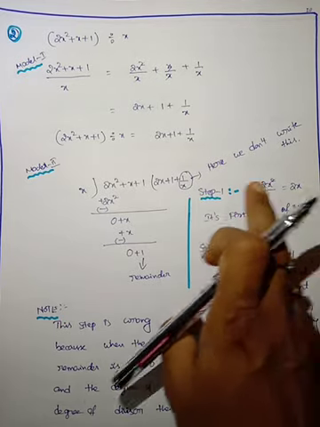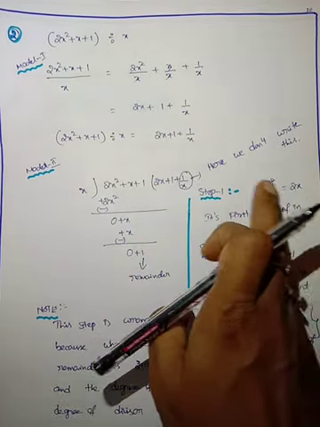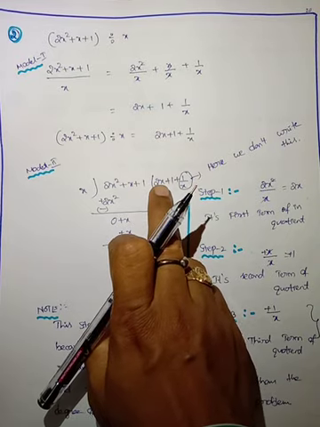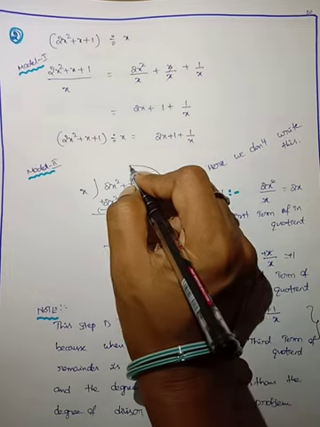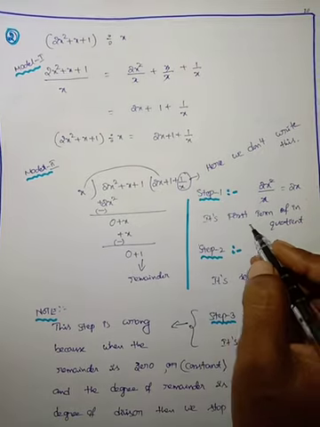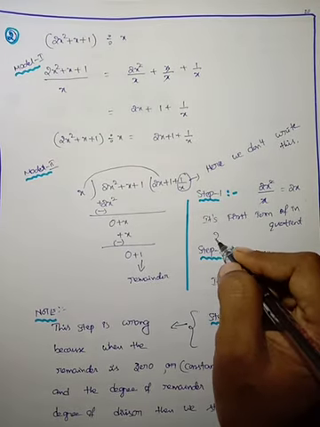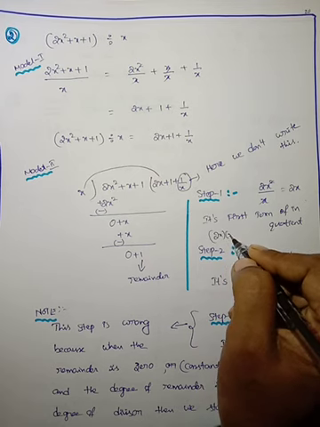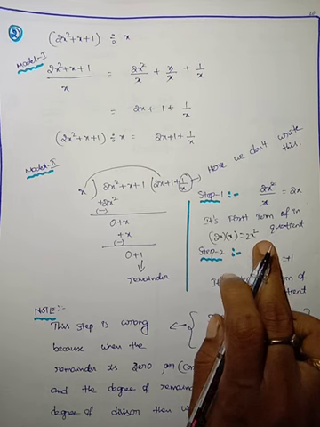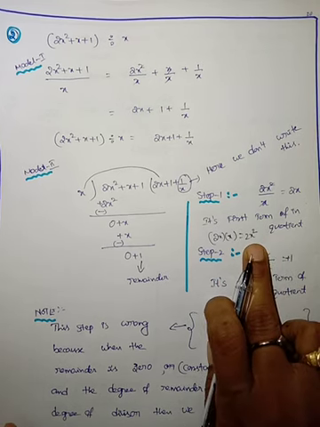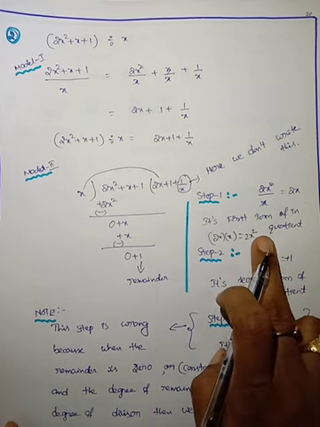This is the first term of the quotient. Write this one at the place of the quotient, 2x. You have to multiply this quotient with the divisor. This quotient with divisor, 2x into x, means 2x square. You have to write this term.